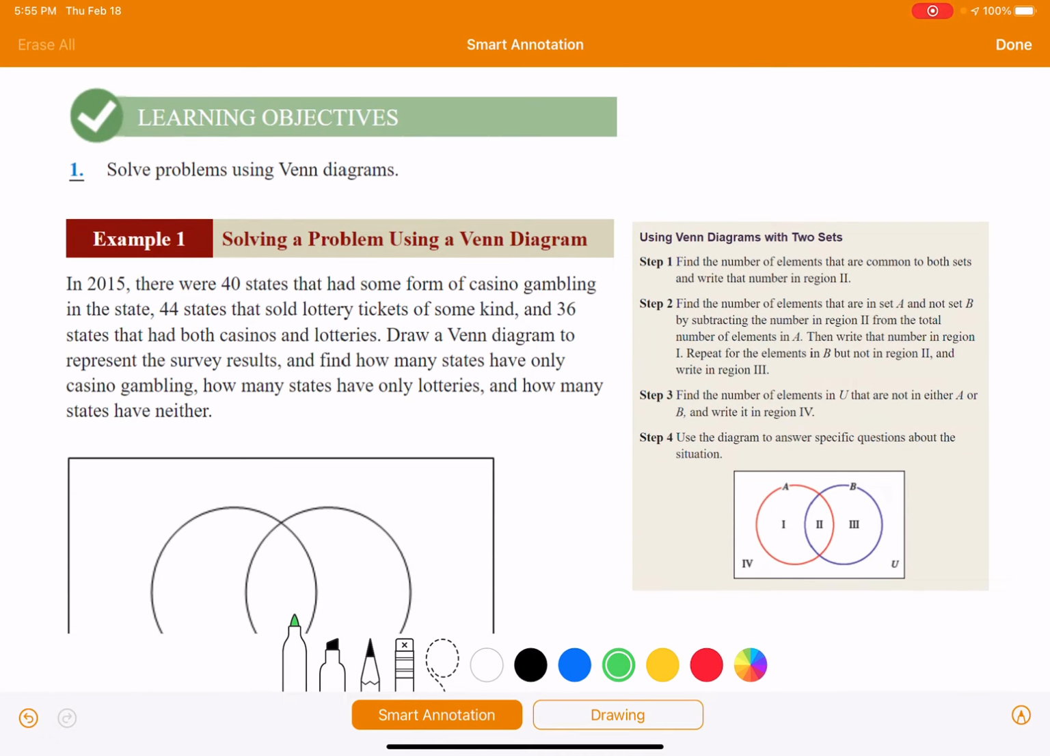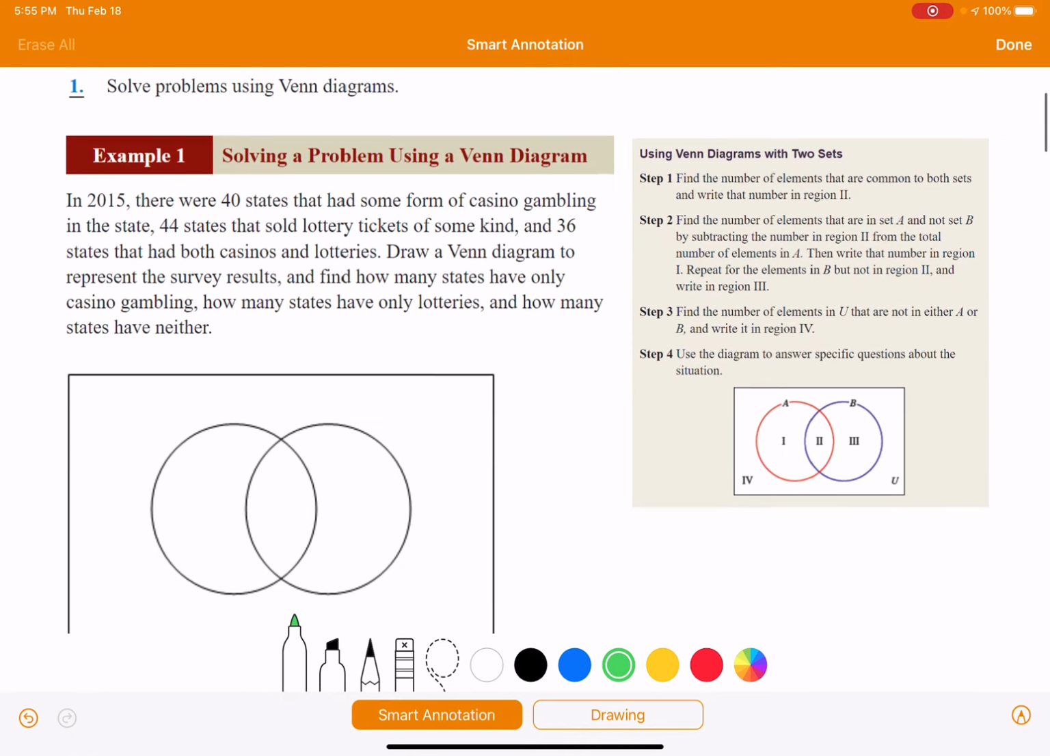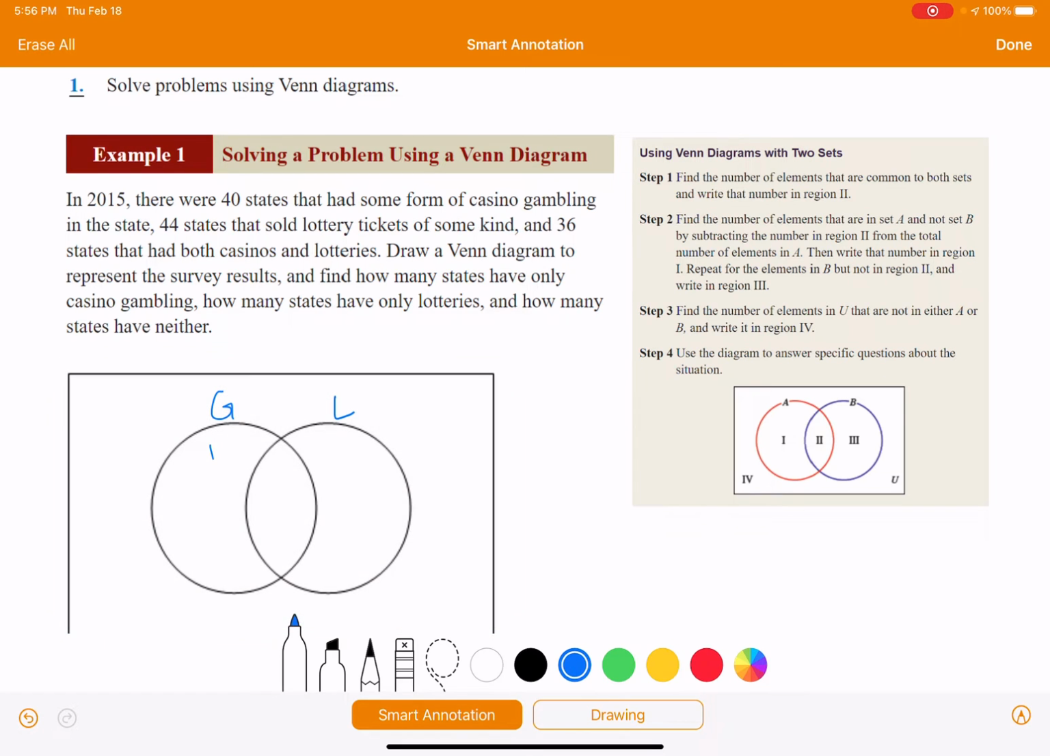In 2015, there were 40 states that had some form of casino gambling in the state, 44 states that sold lottery tickets of some kind, and 36 states that had both casinos and lotteries. Draw a Venn diagram to represent the survey results and find how many states have only casino gambling, how many states have only lotteries, and how many states have neither. Okay, so let's go ahead and start by labeling this: gambling, lottery, region 1, region 2, region 3.